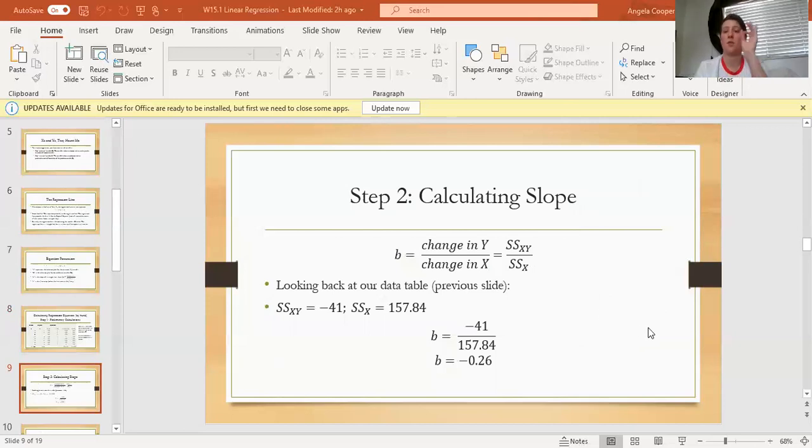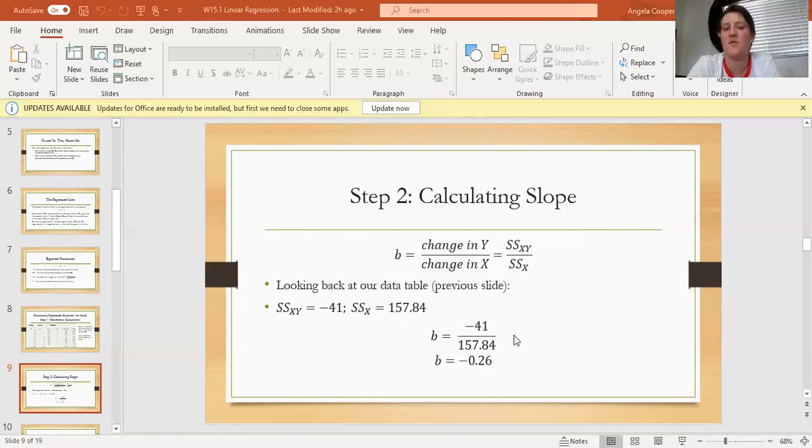Why is that? Because we don't need it here. To calculate the slope, the b, remember our equation is y equals bx plus a. So b is our slope, which is the change in y, for which we use the sum of squares for x and y, divided by the change in x, which is the sum of squares for x. I'm going through this part quickly because I've already covered all this information in the correlation video. And you're going to do correlation first before you calculate linear regression by hand, because you need most of the same stuff.